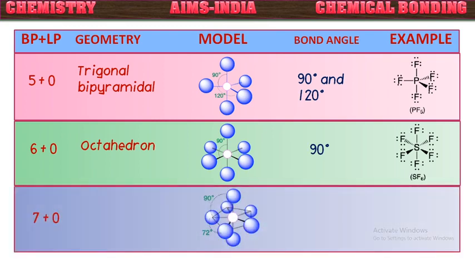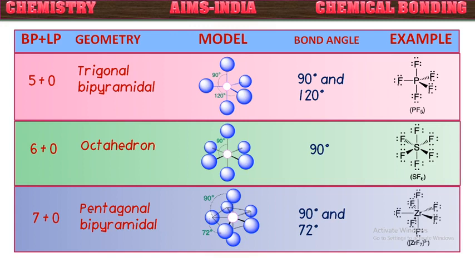Next, the molecules with 7 bond pairs and no lone pairs. In this kind of molecules, 5 bonded atoms will be in the same plane along with the central atom, and one will be above the plane and the other will be below the plane. This structure is said to be pentagonal bipyramidal. The bond angle within the plane, between the atoms which are in the same plane, will be 72 degrees, and above and below the plane, the bond angle will be 90 degrees. An example for the molecule of this kind of geometry is the ion zirconium heptafluoride.